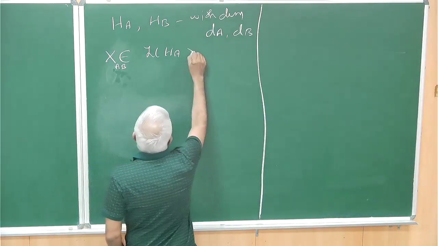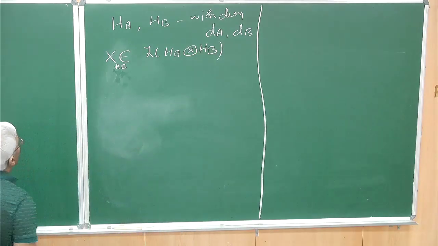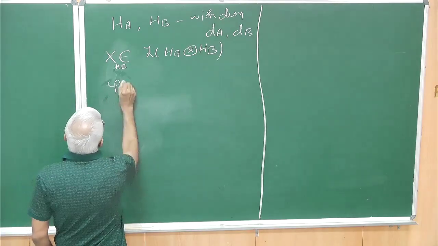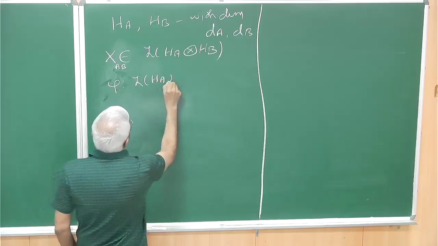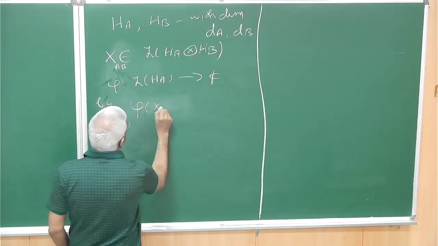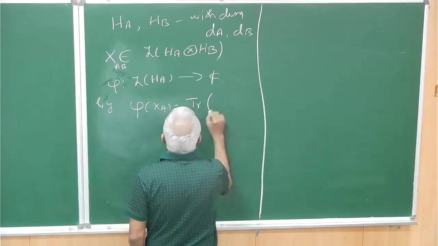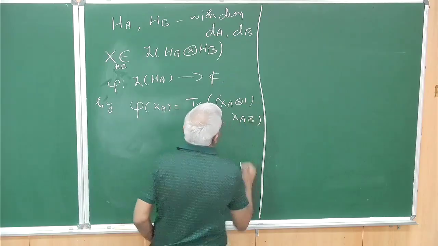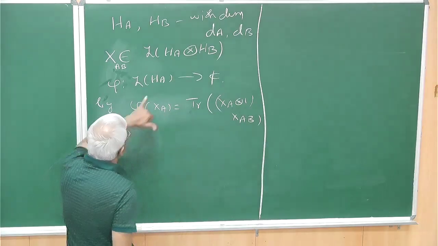So if we have X_AB in L of H_A tensor H_B, which is just an operator from H_A tensor H_B to H_A tensor H_B, then you define a linear functional. Let me denote it as P, a linear functional from L of H_A to C, given by P of X_A equal to trace of X_A tensor 1 times X_AB. This is a linear functional on L of H_A.